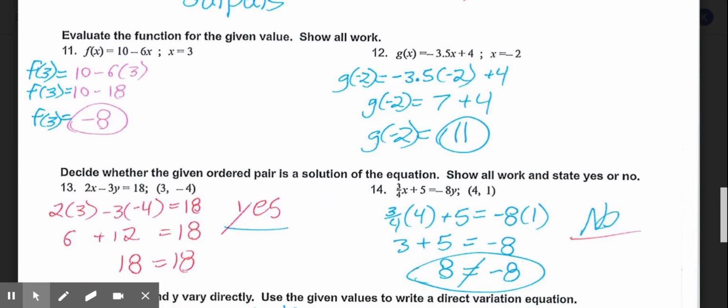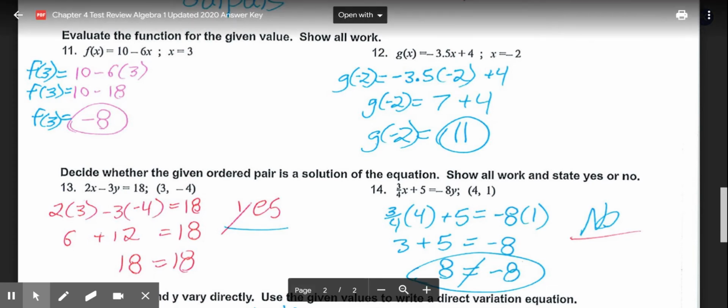In 11 and 12, we're dealing with function notation and substituting in a value for x. So in 11, we have f of x equals 10 minus 6 times x. They want us to evaluate when x equals 3. So f of 3 equals 10 minus 6 times 3. Have to follow the order of operations, so multiply 6 times 3 before the subtraction. So we have 10 minus 18, so f of 3 gives us a negative 8.